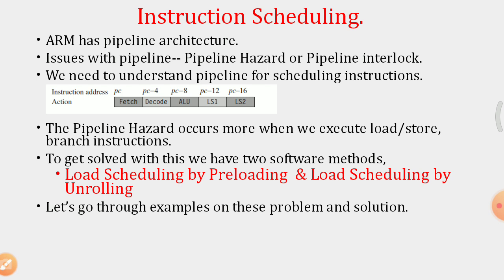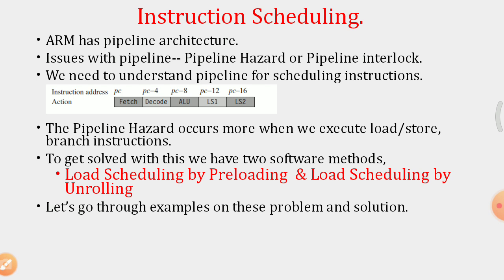In another way, we can say that if an instruction requires a result of a previous instruction but that is not available, then the processor stalls. This is called a pipeline hazard or pipeline interlock. To solve this, or to reduce these, we have to understand how a pipeline works for scheduling instructions.